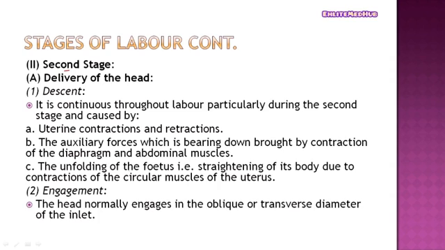Next is the unfolding of the fetus, that is, the straightening of his body due to contraction of the circular muscles of the uterus. So when the circular muscles of the uterus contract, the fetus becomes straight in order to enable easy passage via the maternal pelvis.